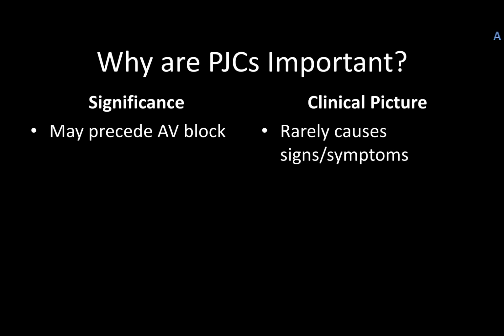Why are premature junctional contractions important? Why do we pay attention to PJCs? Well, they're never normal. They're not to be expected. In situations where you have an AV block that could potentially be occurring sometime in the future, they may precede an AV block. Rarely do they actually cause any symptoms.